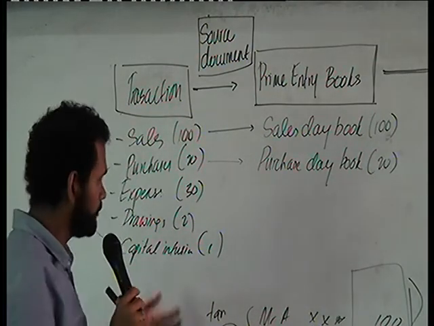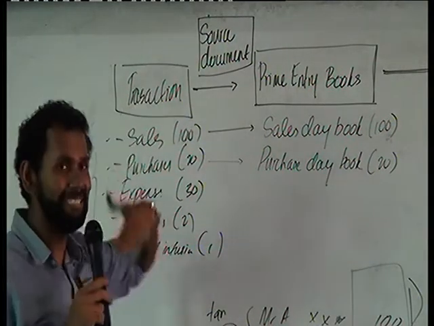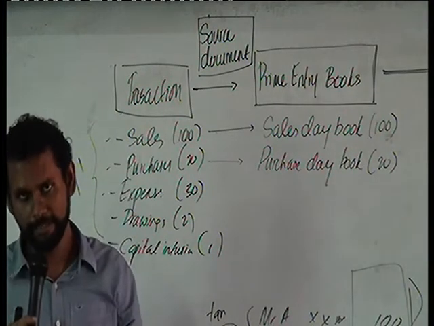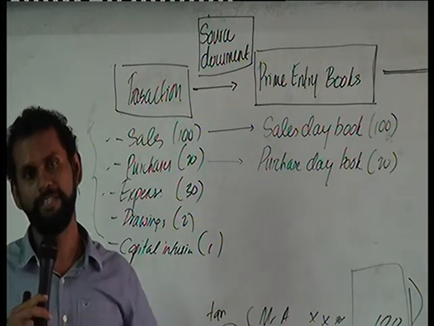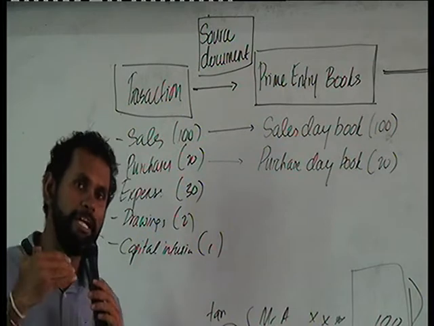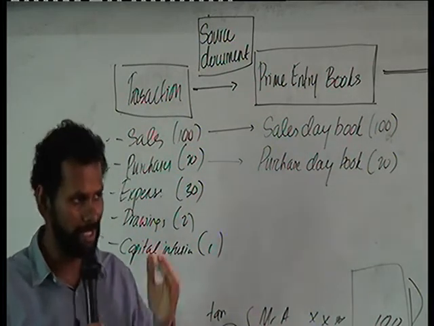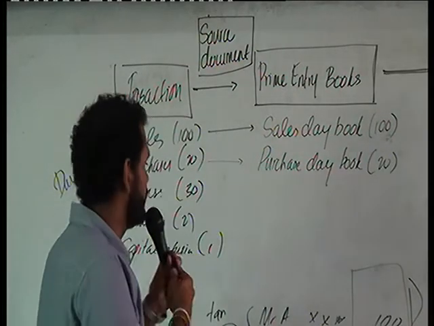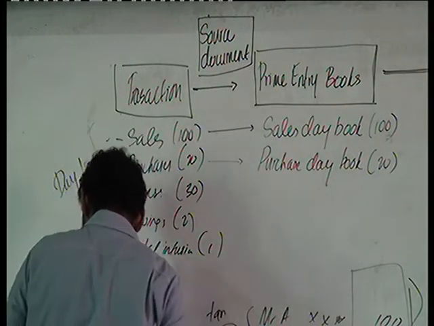For example, if it's a sales, our source document will be sales invoice. If it's a purchase, our source document will be purchase invoice. If it's an expenditure, our source document will be payment voucher. Likewise, different types of transactions will have different source documents. And these different source documents will have different numbers.